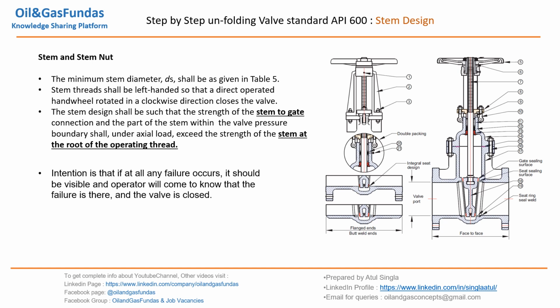So that means API 600 is saying here the stem design shall be such that the strength of the stem to gate connection and the part of the stem within the valve pressure boundary shall, under axial load, exceed the strength of the stem at the root of the operating thread. So this joint's strength should be more than the strength of this part of the stem. If by chance it gets damaged, it should damage somewhere here so that it is visible to the operator that it is damaged. So this is how API 600 talks about the stem design.